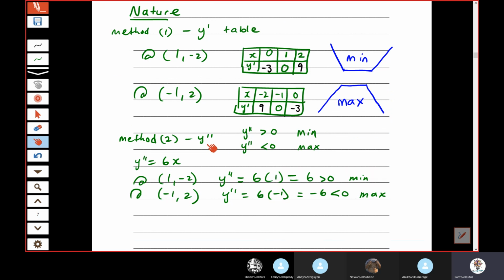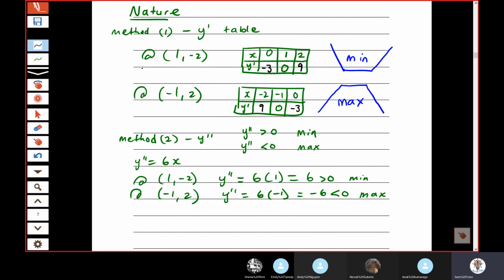Or you do the y double dash technique where you've got to memorize this. Greater than 0, like I said, your head might think max. Just remember it's always opposite. So minimum: greater than 0 is a min, less than 0 is a max. And then all you're going to do is sub it in and realize the number is greater than 0, minimum, less than 0, maximum. And sketch.